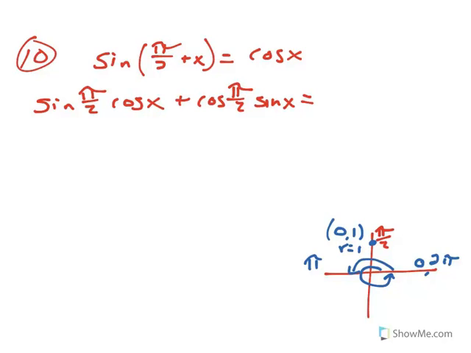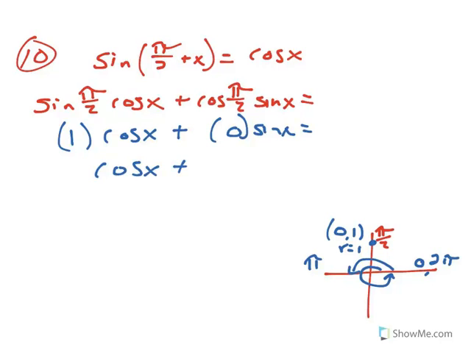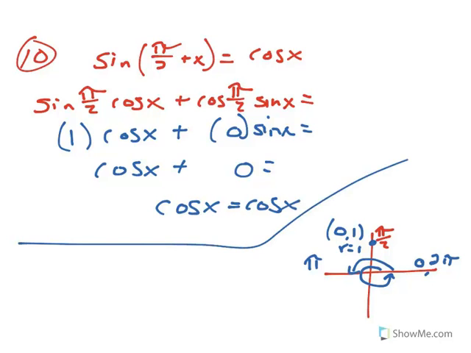Sine of pi over 2 is y over r, which is 1, times cosine of x, plus cosine of pi over 2, that is 0 over 1, because x is 0 and r is 1, which is 0, times sine of x. 1 times cosine of x is cosine of x, plus 0 times sine of x is 0, cosine of x plus 0 is cosine of x, and that's equal to cosine of x. Once you've verified that both sides are the same, then you have shown that that's an identity.